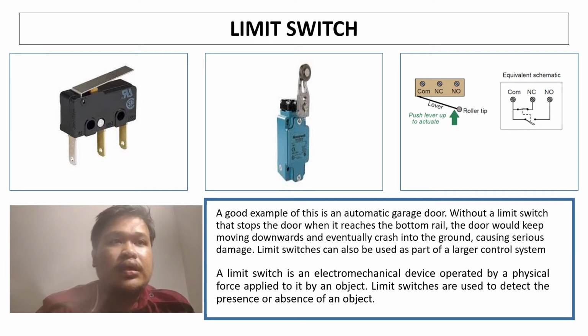For example, an application of this limit switch is the automatic garage door. Without a limit switch that stops the door when it reaches the bottom rail, the door would keep moving downward and eventually crash into the ground, causing serious damage. Limit switch can also be used as part of a larger control system.